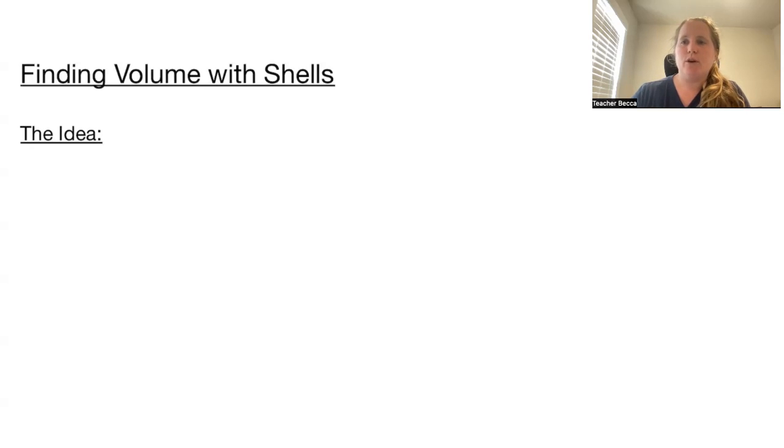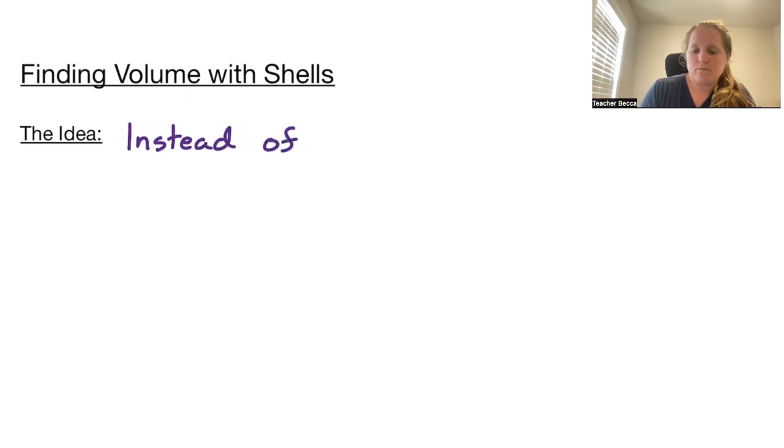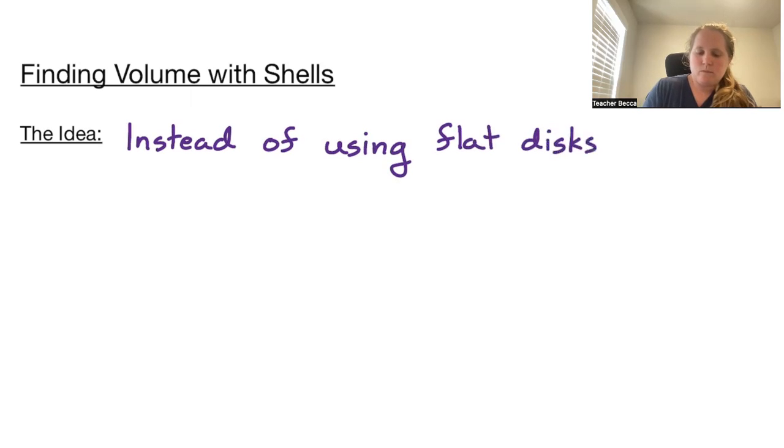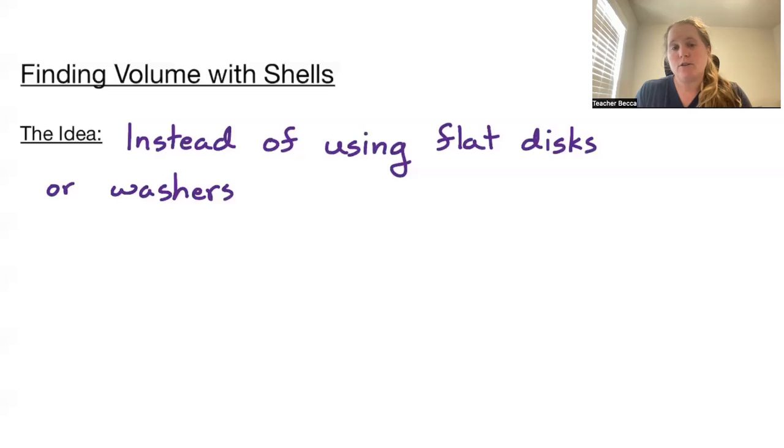Welcome to finding volume with shells. So the general idea here is instead of using flat discs or washers, we are going to think of our solid as kind of a cylindrical onion.